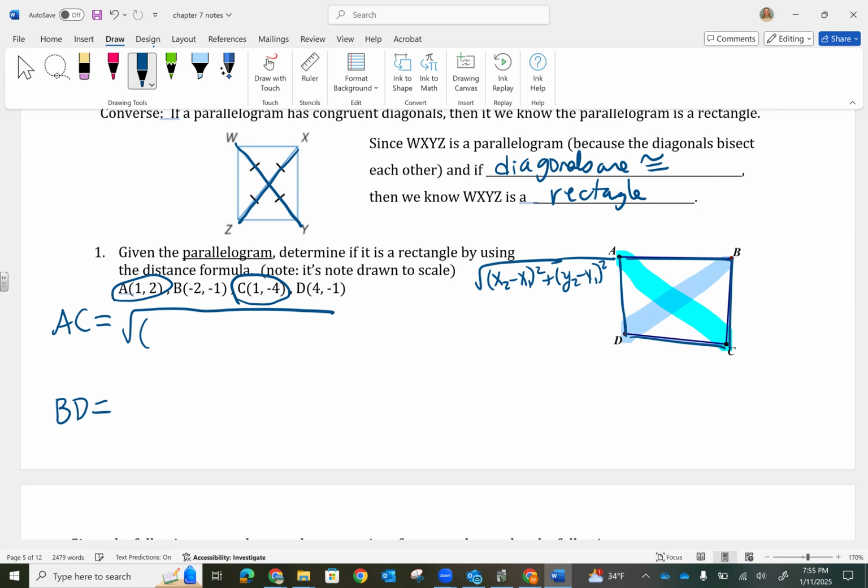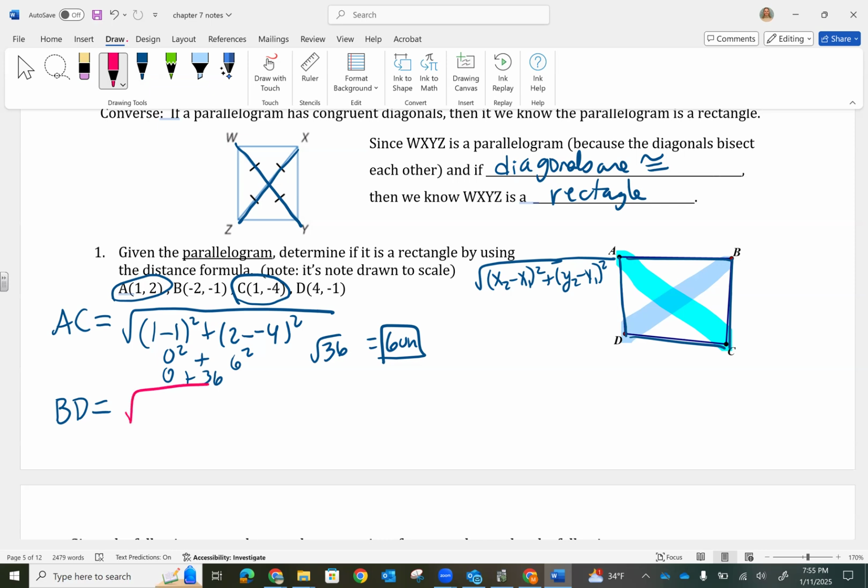So I'm going to do 1 minus 1 squared and 2 minus -4 squared. 1 minus 1 is obviously 0 squared, and then 2 plus 4 is 6 squared. So 0 plus 36, and then we square root it. So the length of A to C is 6 units. And if the length of the other diagonal is also 6 units, then we know our shape is going to be a rectangle, because I've told you it's a parallelogram since the opposite sides are parallel if we calculate it. Again, I want to save us some time.